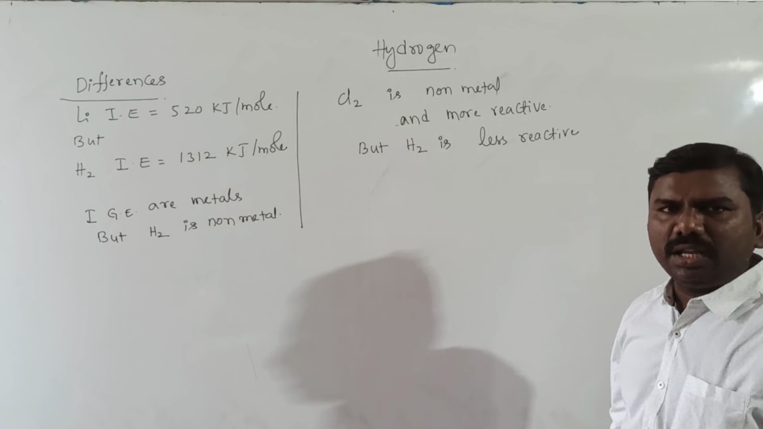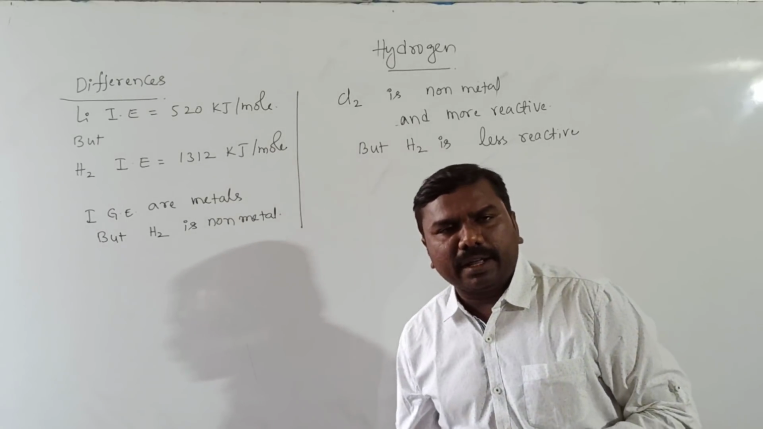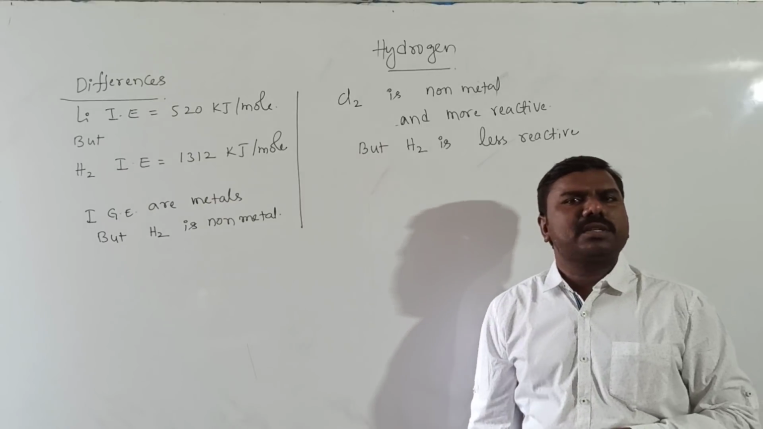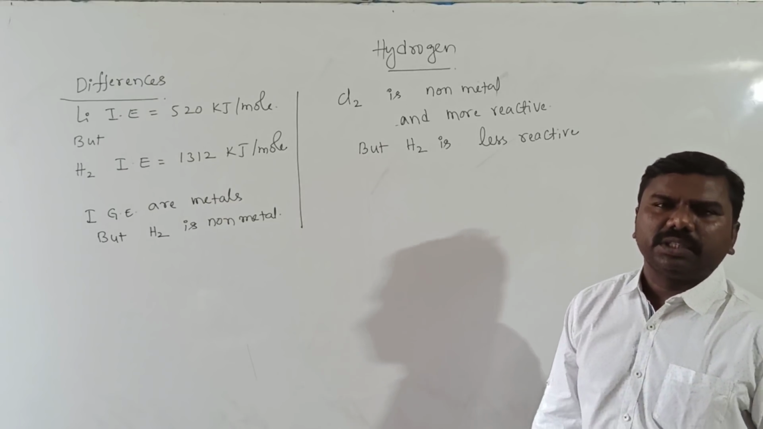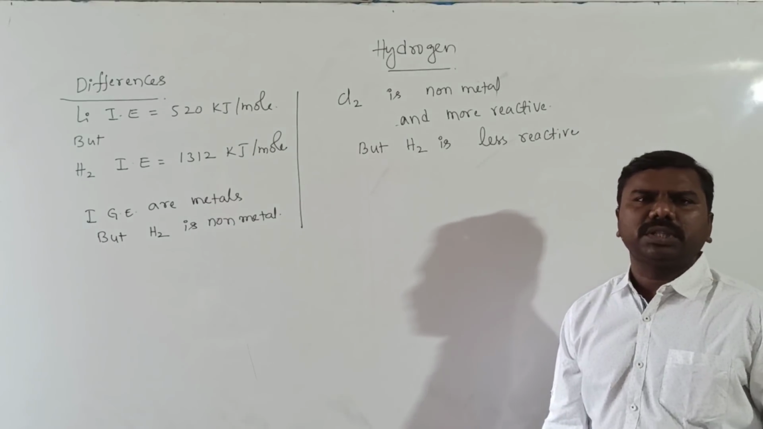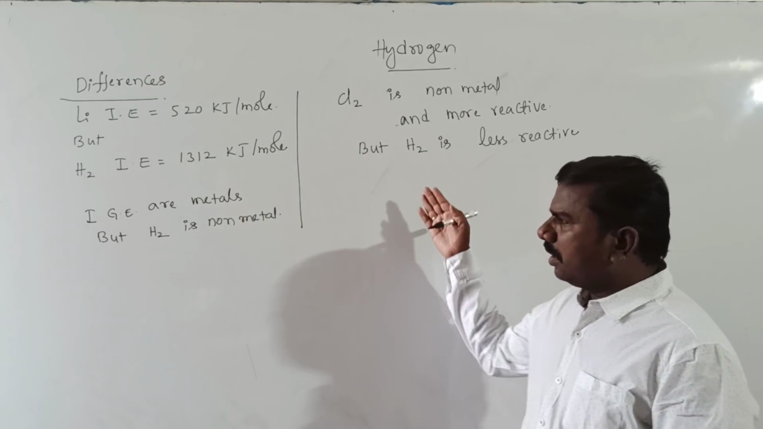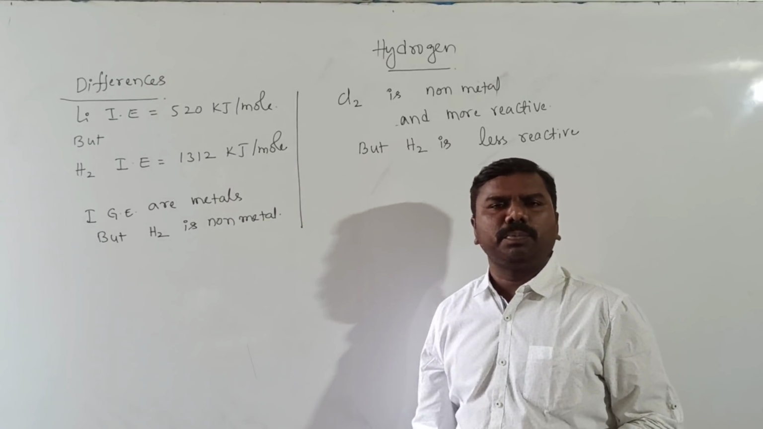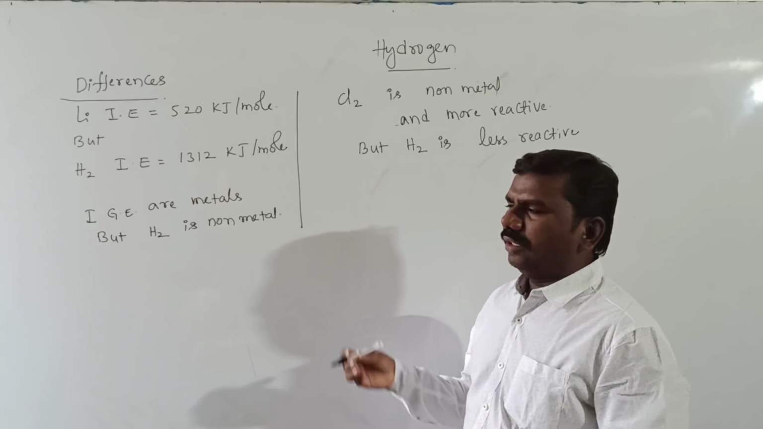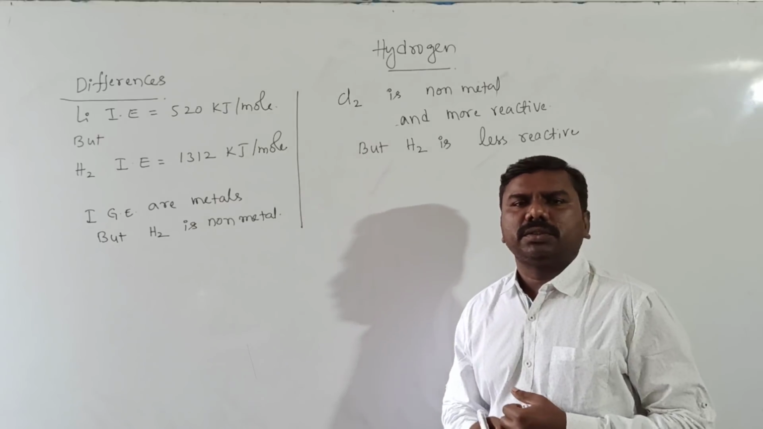One more similarity I missed, you can add. Halogens are diatomic, even hydrogen is also diatomic. Halogens are mostly gases, even hydrogen is also a gas. Those are the similarities and this is the difference. Because of the similarities and differences, it is very difficult to place hydrogen in the first group as well as the 17th.